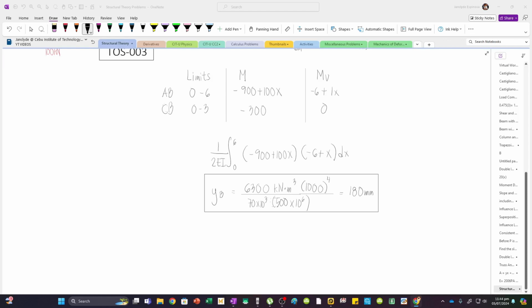Reactions. Using double integration, MA is unknown. So 2 redundant forces.